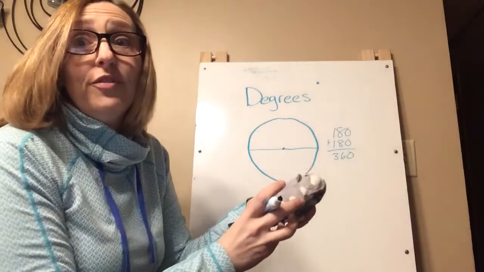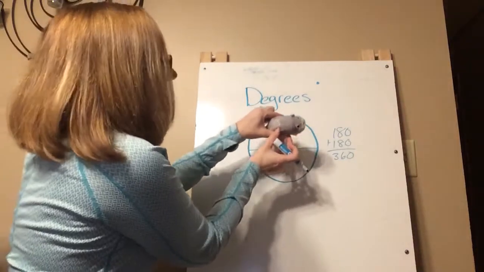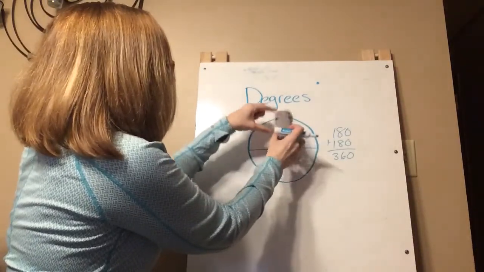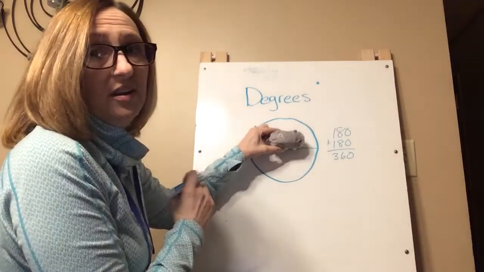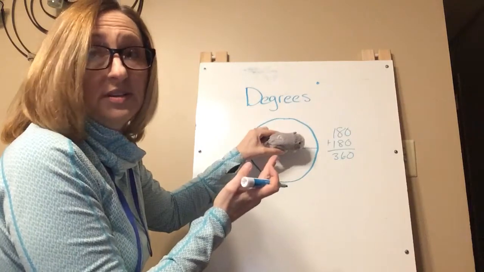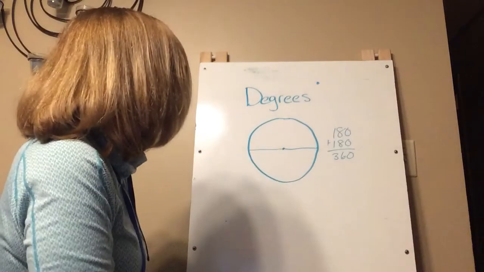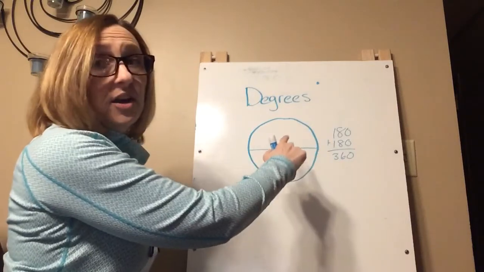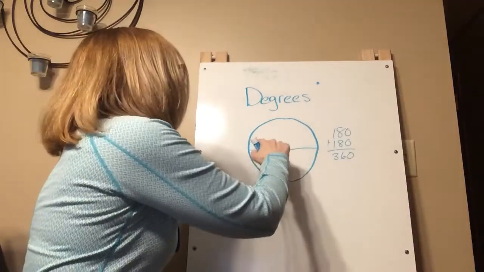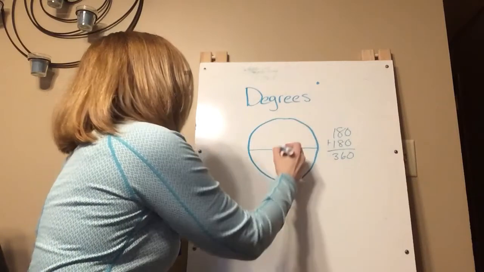So a lot of you have heard of a 360. That would mean you go here and spin all the way around and go back to where we started. That's 360, or 360 degrees. So if I look at half, this is 180, so a straight line is 180 degrees. Then we have half of that.